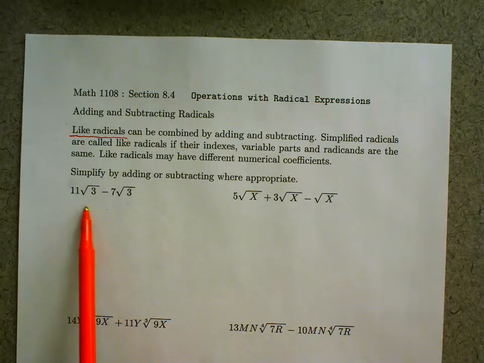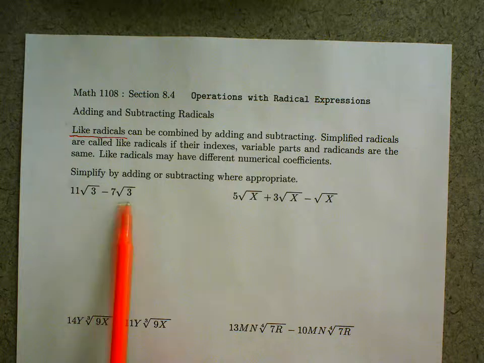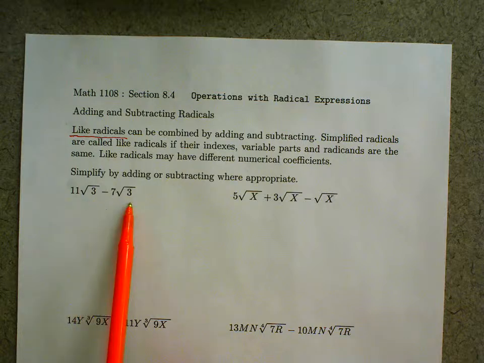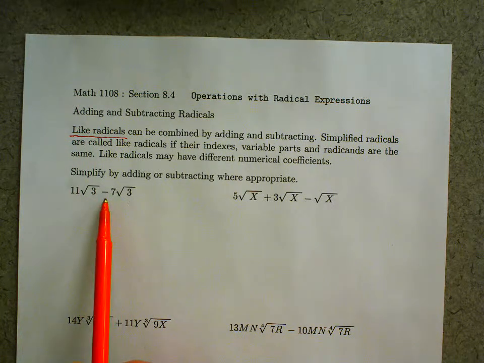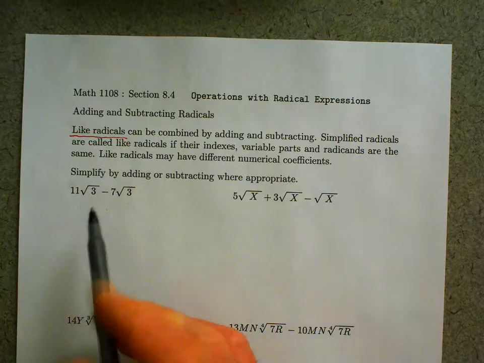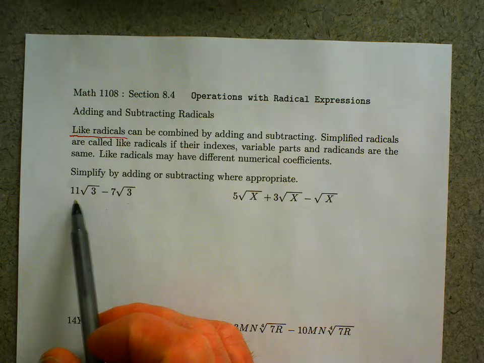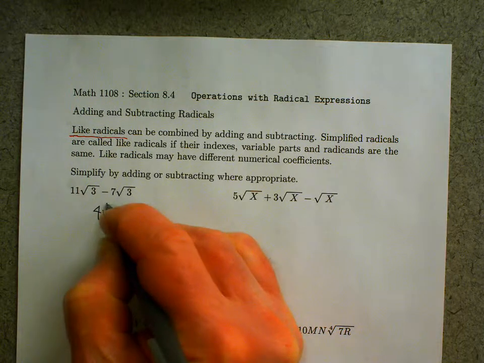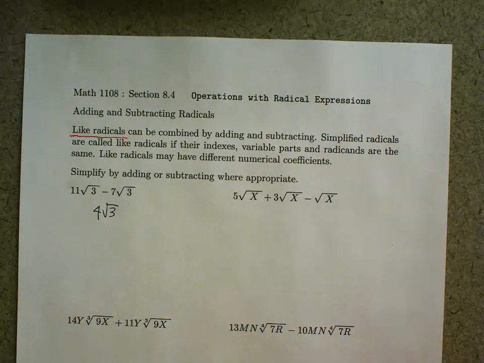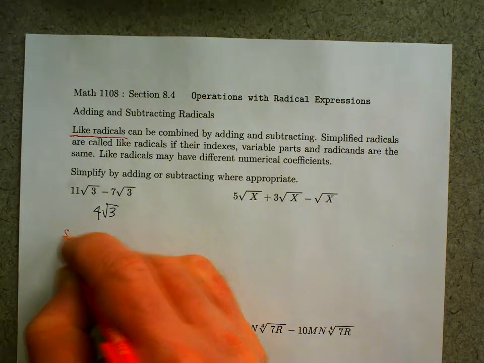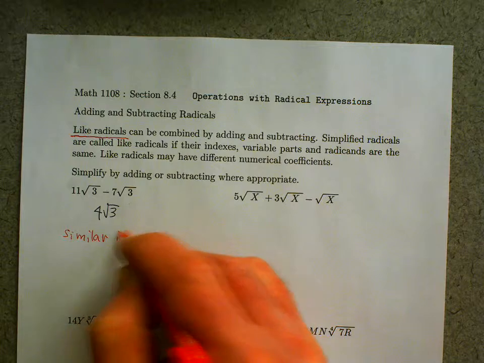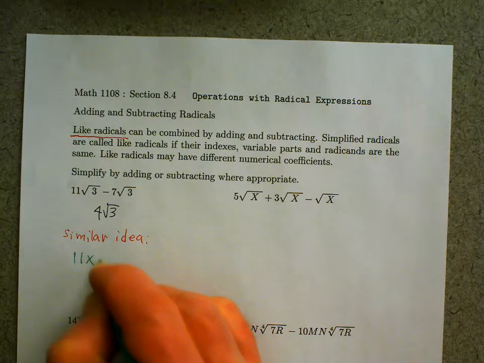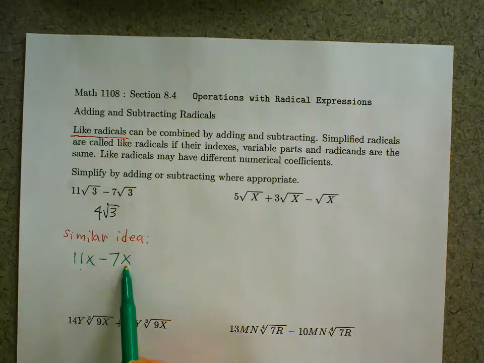In this first example, we have 11 times the square root of 3 minus 7 times the square root of 3. We know that the square root of 3 cannot be simplified further, and the radicals are the same, so we can simplify by subtracting. 11 times the square root of 3 minus 7 times the square root of 3 simplifies to 4 times the square root of 3. It's a similar idea to combining like terms. For example, if we had 11x minus 7x, we know how to simplify that to 4x.